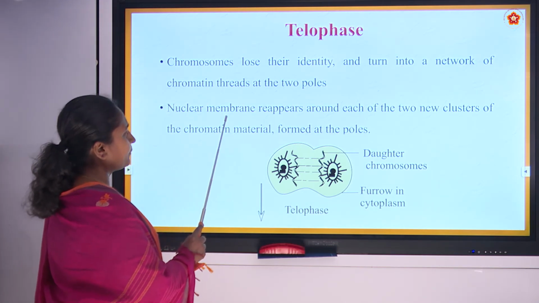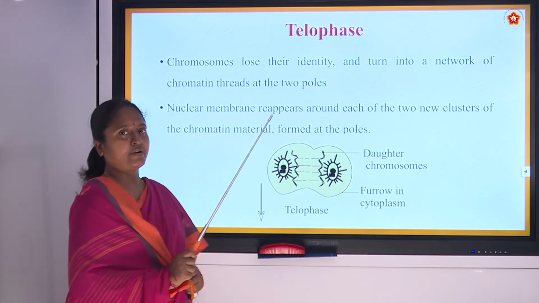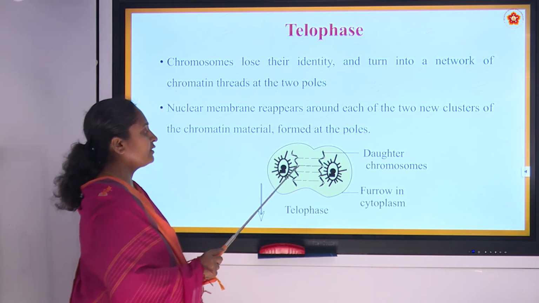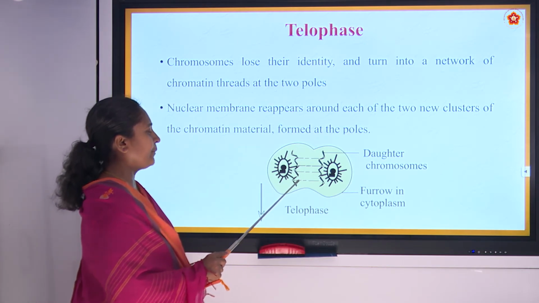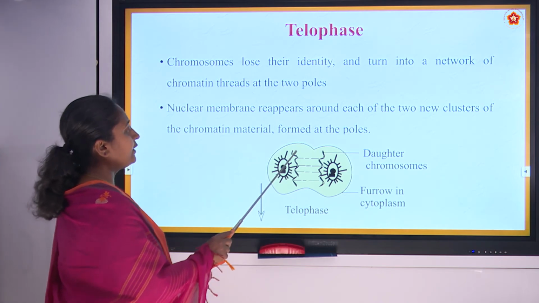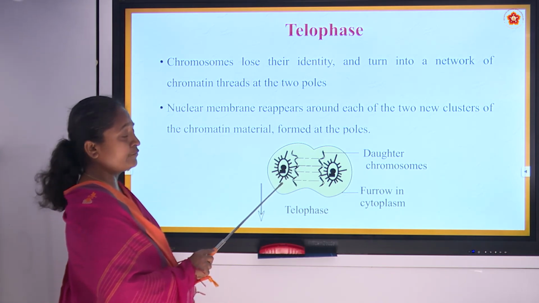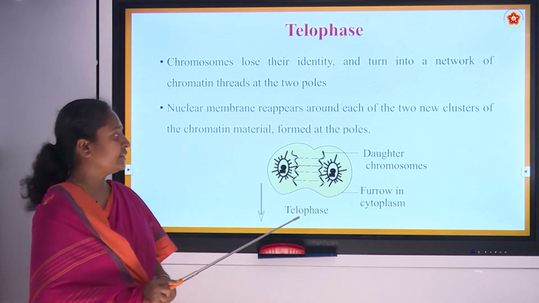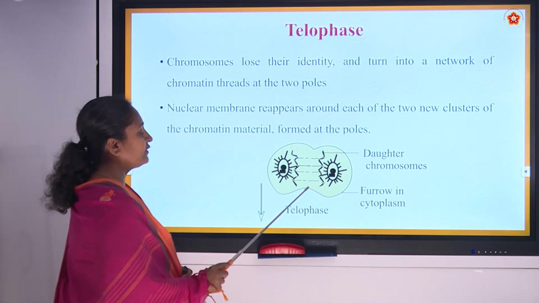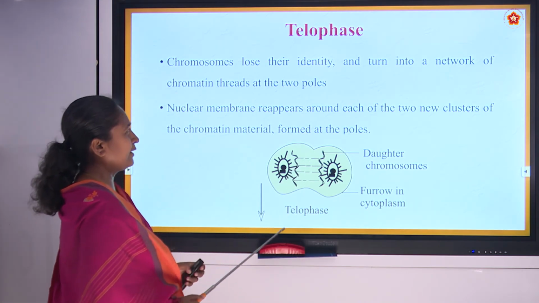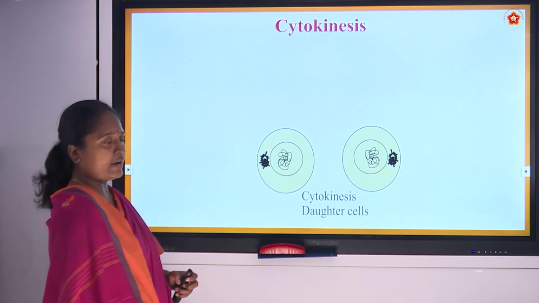Now, the nuclear membrane which disappeared before, in prophase, is reappearing around the chromatin which has gathered near the pole, and it is forming a nucleus-like structure. It is not yet formed, it is about to form. That happens at the end of telophase, and immediately after the end of telophase you can see the cytoplasm tends to separate, which is known as cytokinesis, right.